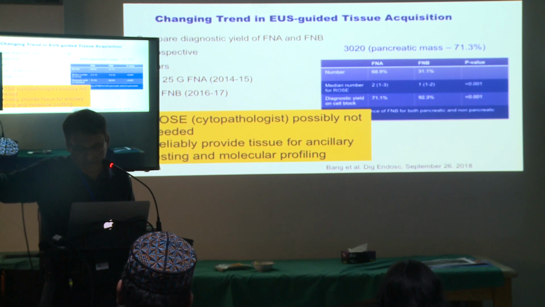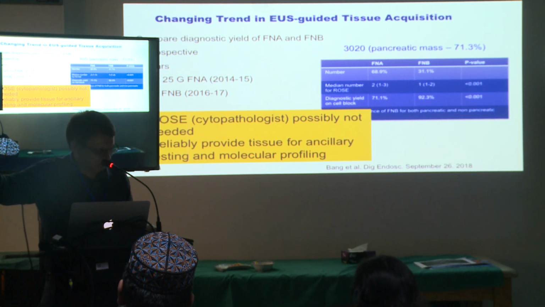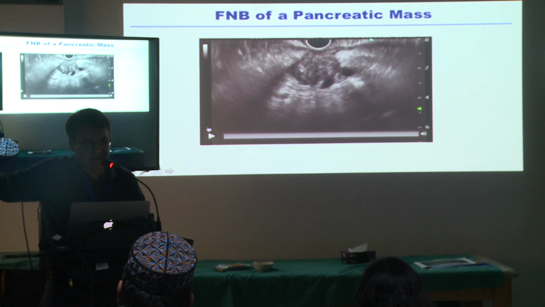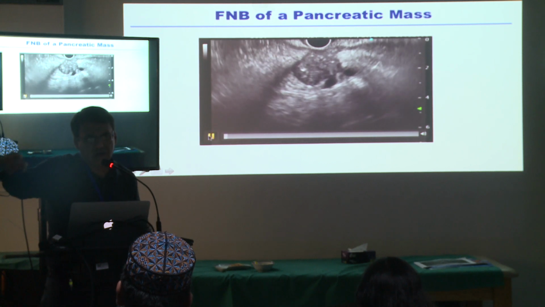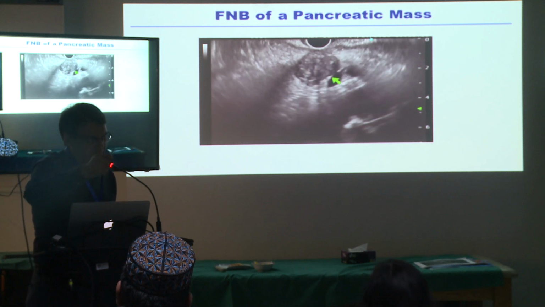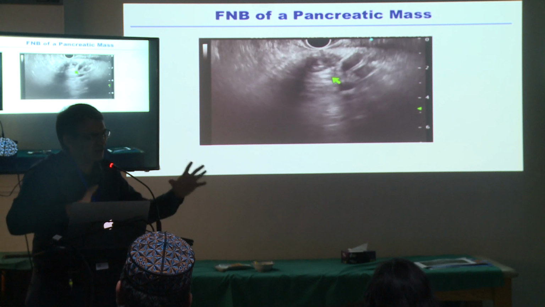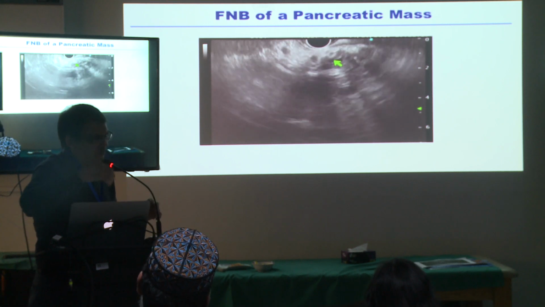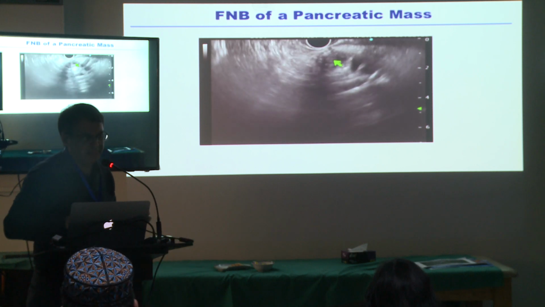And it almost always reliably provides tissue for ancillary testing and molecular profiling. So FNB is different than FNA needle. With FNA, you go in one area 3 to 4 times, change the trajectory, go 3 to 4 times in the other area. So it's like 16 to 20 times you go through that mass in one pass.